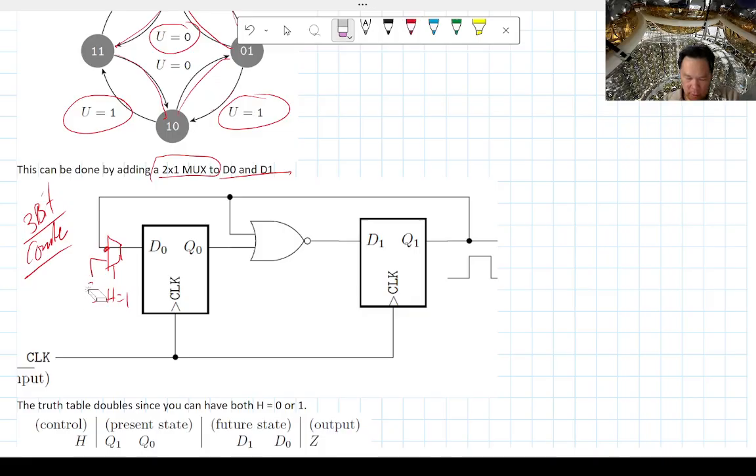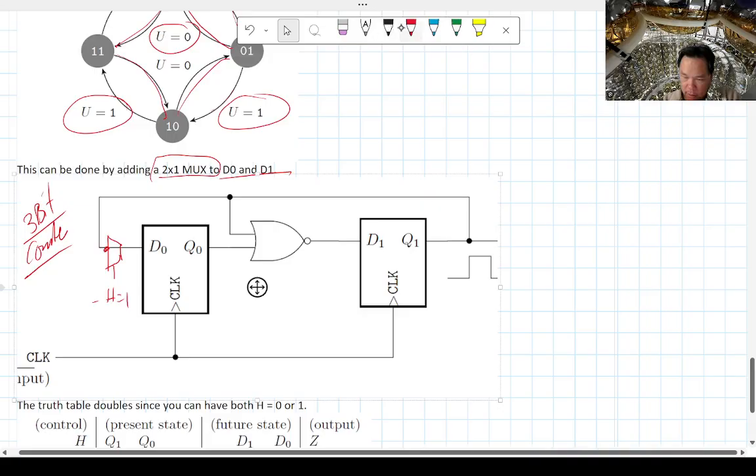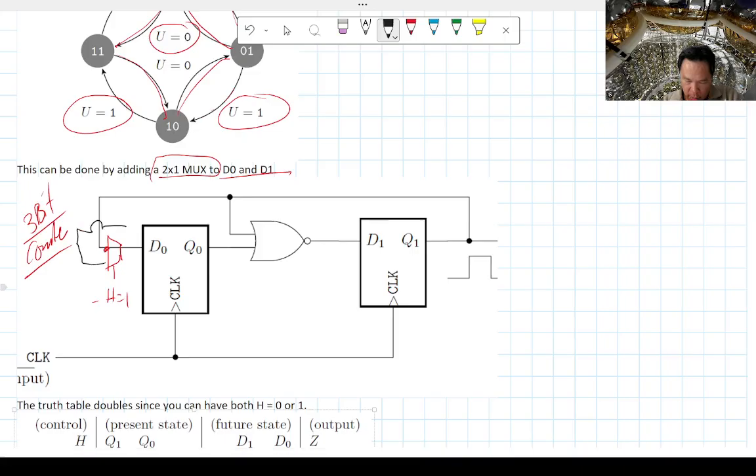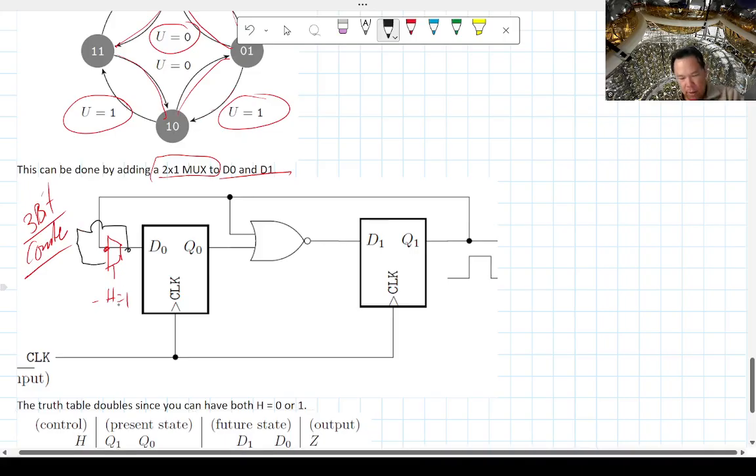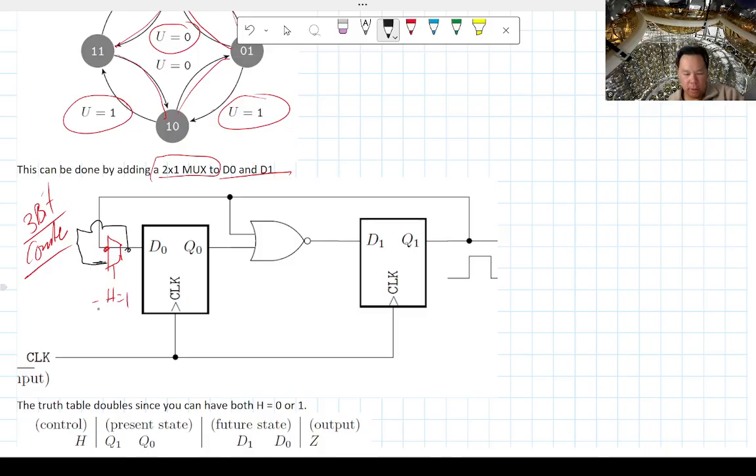You tie this to itself, over here, tie this to itself. What happens is that if hold equals 1, it'll select this input for D0. And it's just going to make D0 equal to D0, so nothing happens.